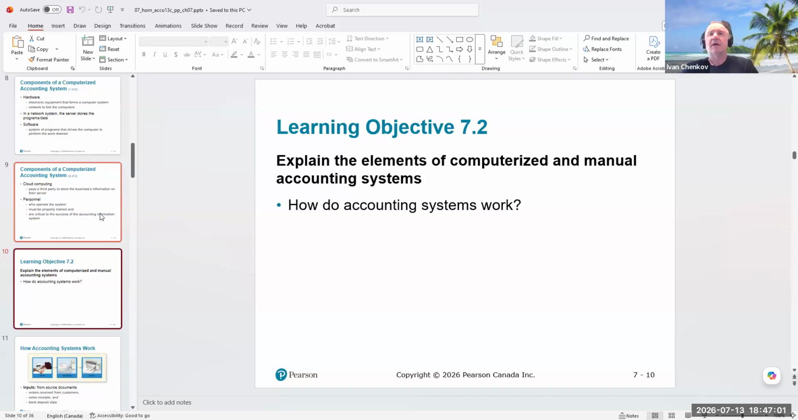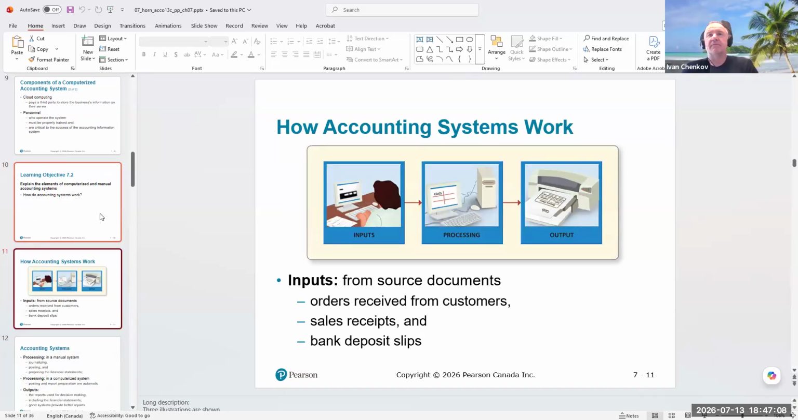Now, what are the elements of the computerized and manual accounting system? Both have to have input. Input is the process when somebody enters the information inside the system. To make the initial input, we have to have original documents from what happened in the company and what transactions are involved. For that reason, we're going to have different source documents.